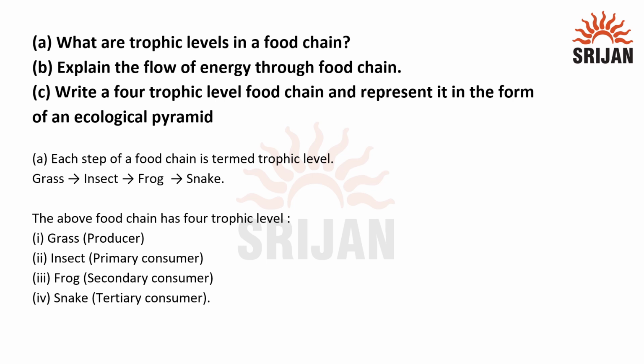The question is: A. What are trophic levels in a food chain? B. Explain the flow of energy through food chain. C. Write a 4 trophic level food chain and represent it in the form of an ecological pyramid.